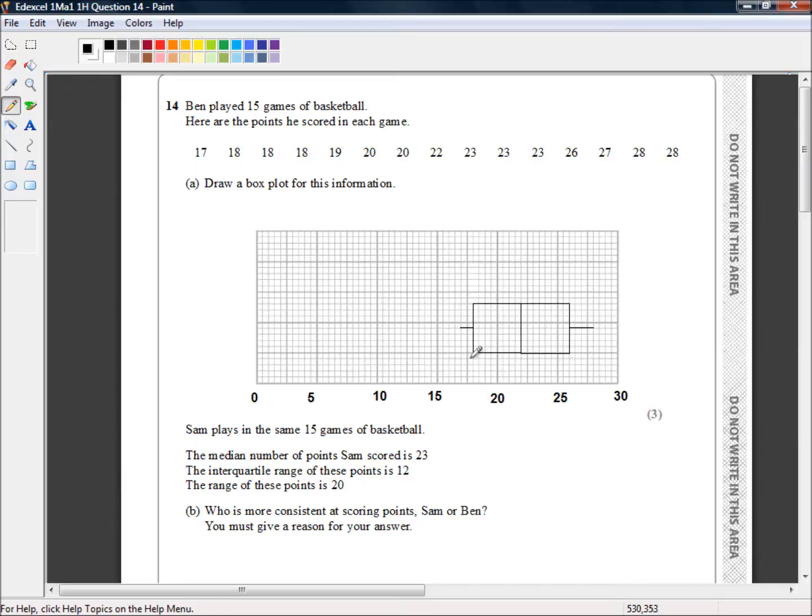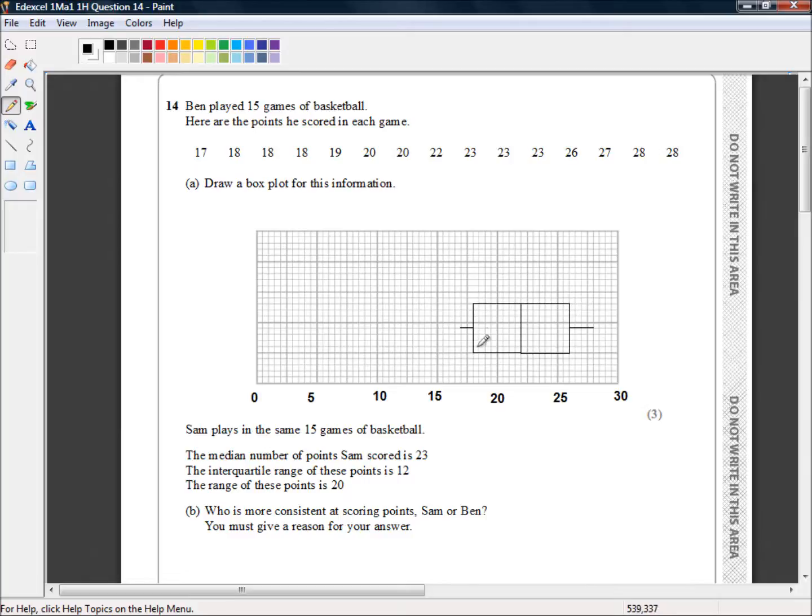Now to find where I draw the box, I need the lower quartile and the upper quartile, and that's basically just a half of a half, or a quarter of the way through instead of halfway through. And if halfway through is 8, then the lower quartile is going to be the 4th one in. So this is the 4th one in from the left. It's 1, 2, 3, 4, so that's 18. And the upper quartile is 4 in from the right, which is 1, 2, 3, 4 from the right, so that's 26. So I drew my line at 18 and I drew my line at 26, and I joined them together to make a box.